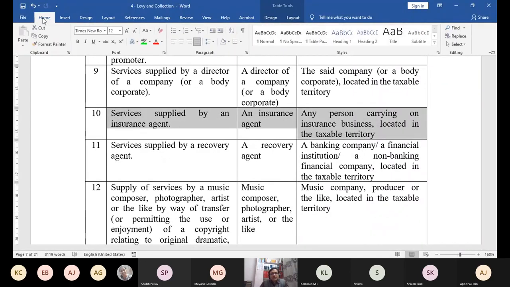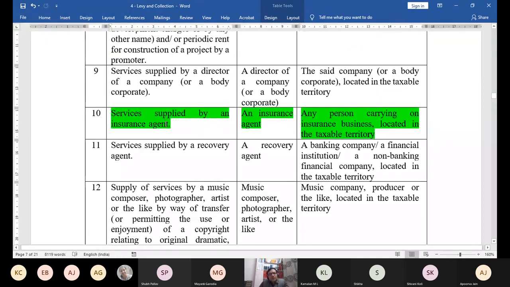Services supplied by an insurance agent, that also you should learn. So many insurance advisors and agents are engaged in providing life insurance. Whether life insurance or general insurance doesn't matter, there are so many mediators between the insurance company and the clients. So the agent provides the services. Who is the provider? Agent. The agent is not supposed to pay the tax to the government of India.